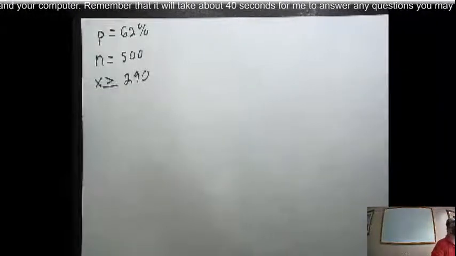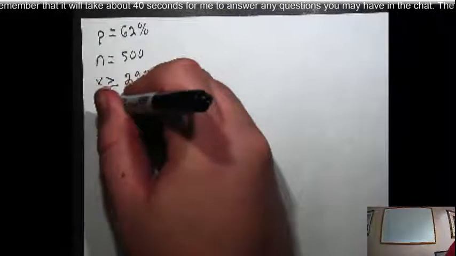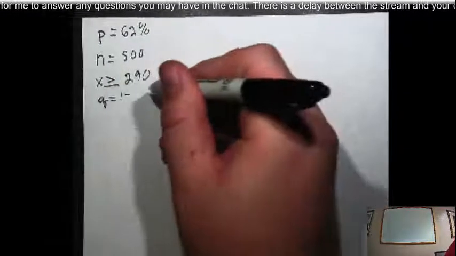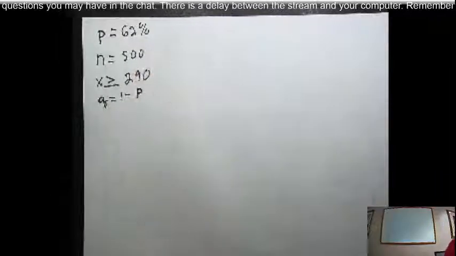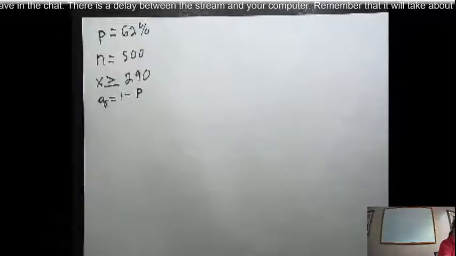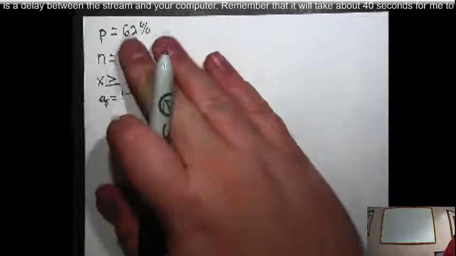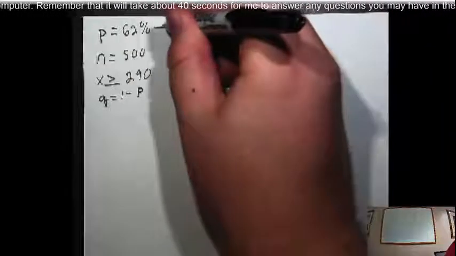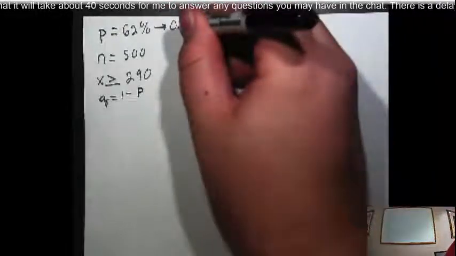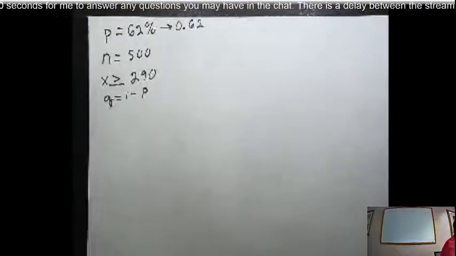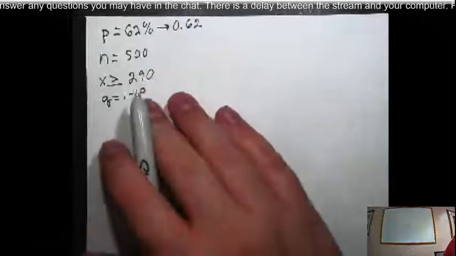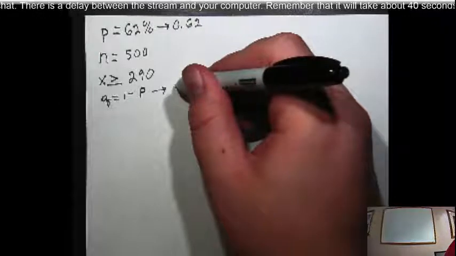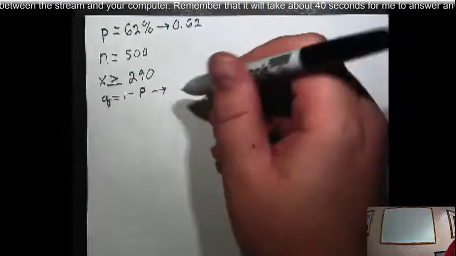So again, one thing that might be a good idea is to find your q, just so that we have it. So q is 1 minus p. Basically it's the opposite probability. Now it gave us our probability as a percent. We don't want it to be a percent. We always want to calculate these probabilities using decimals. So convert 62% into a decimal. That gives us 0.62. So now 1 minus 0.62 to get our q. And 1 minus 0.62 is 0.38.